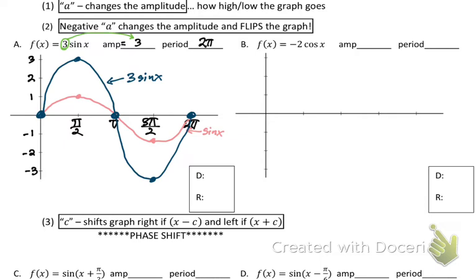Okay, our next one is -2 cosine of x. Amplitude cannot be negative. So what we're going to do is say, okay, there's a 2 in front of it. We know it's negative. That's going to cause it to flip. So maybe I'll note that negative is going to cause it to flip. But the 2 itself is your amplitude. Your amplitude is a positive 2.